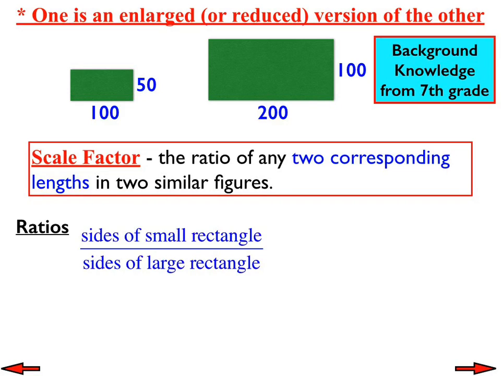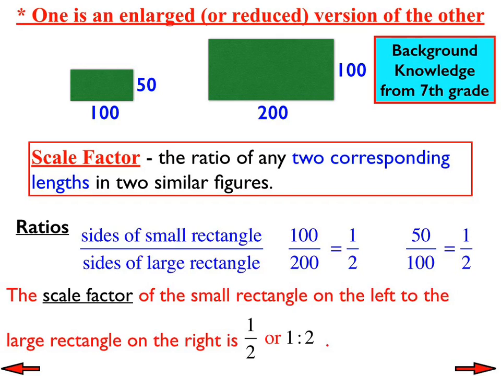So for example, if the numbers weren't as clear as they are here, we can compare the sides of the small rectangle to the sides of the large rectangle. So notice, first of all, that the side of 100 lines up with the side of 200. We could check that ratio, or we could check this ratio right here. Both of them tell us what that scale factor is. In other words, the sides of the rectangle on the left are half as big as they are on the right, because we have an enlargement here.